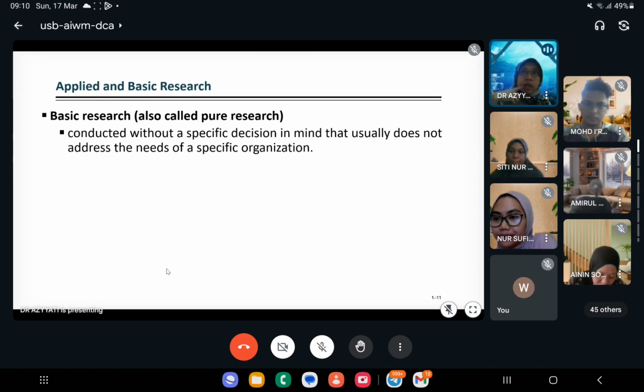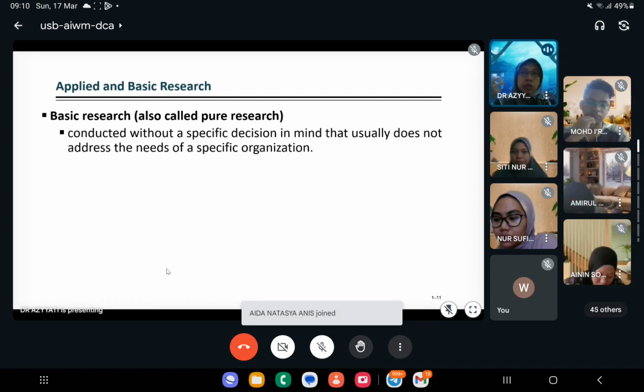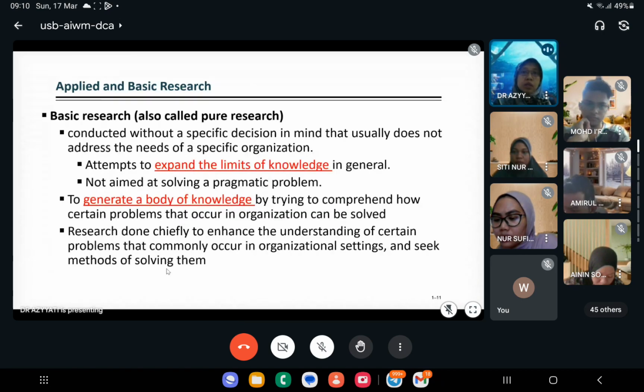Then we try to see what comes out at the end of the day. Either we are going to come up with a solution, or a theory, or a new framework or new model. It attempts to expand the limits of knowledge in general. Our knowledge is limited to only this area, but you try to challenge yourself to expand that knowledge more. We like to know more.